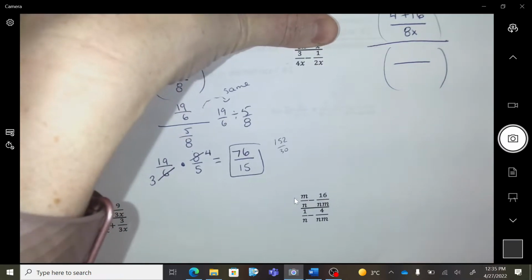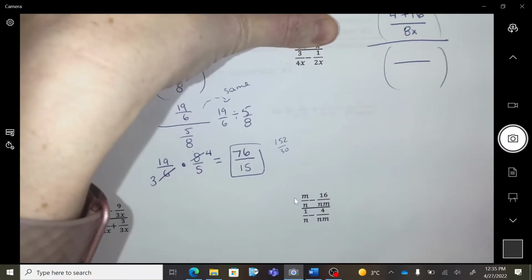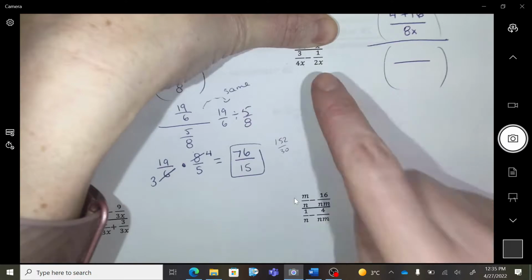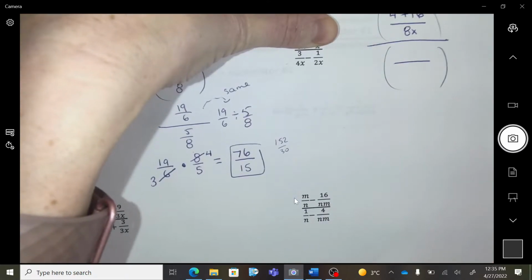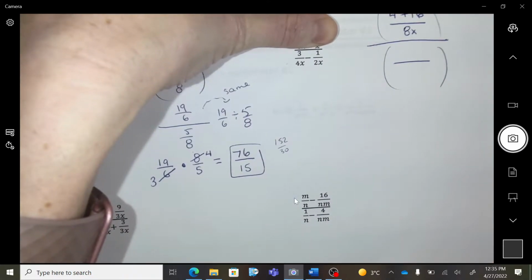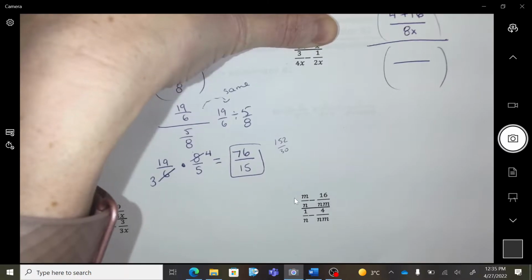Okay, now I'm going to look at the next part here, the bottom. So there's a 4x and a 2x. Think about the smallest thing you could put them both into.